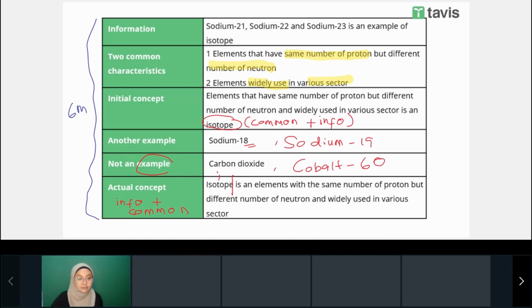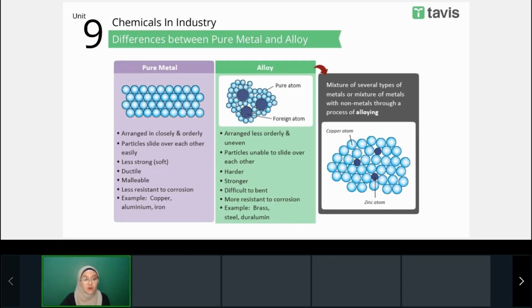Okay, we are done with Unit 8. Now, let's start with Unit 9. Chemicals, still chemicals. Today we learn a lot about chemicals. Still chemicals in industry. Okay, the differences between pure metal and alloy. In our industry, we are using a lot of metal. You have to know the difference between pure metal and alloy.